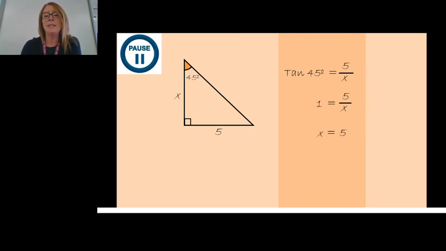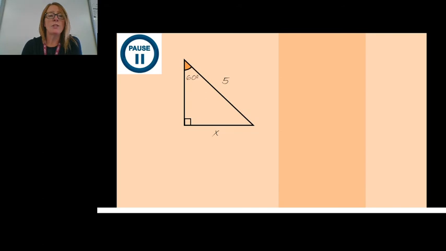If I move the divide by x, which is on the right-hand side, to the left-hand side, that ends up being 1x or x. So the value of x is 5. And we didn't really need to work that out because we know that that bottom angle there would also be 45 degrees. Its length would be the same as the other one.